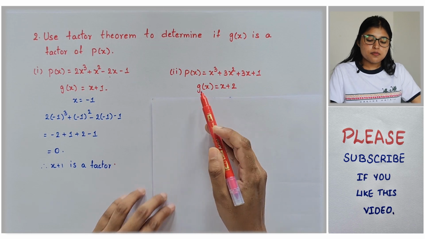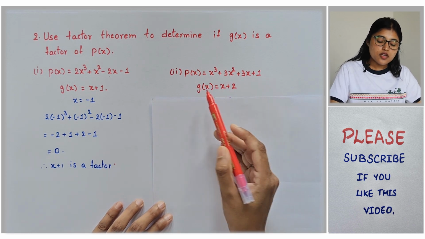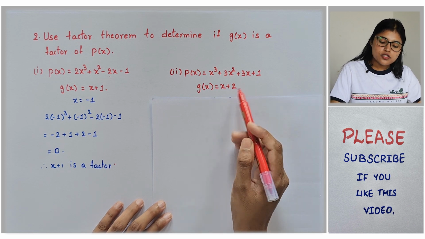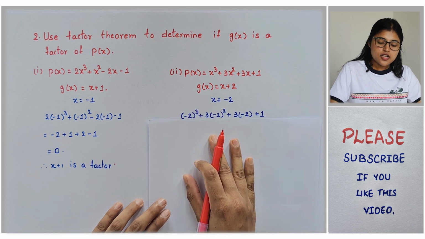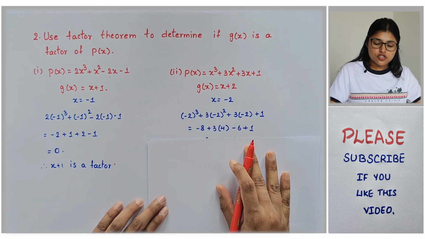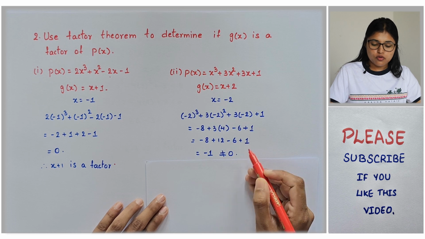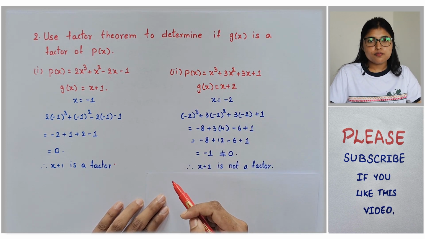Second question has p of x equals to x cube plus 3x square plus 3x plus 1. G of x equals to x plus 2. Here, I have to substitute x equals to minus 2 in order to find whether it is a factor. Substituting x equal to minus 2 gives me the answer minus 1, which is not equal to 0. That means x plus 2 or g of x is not a factor of p of x.